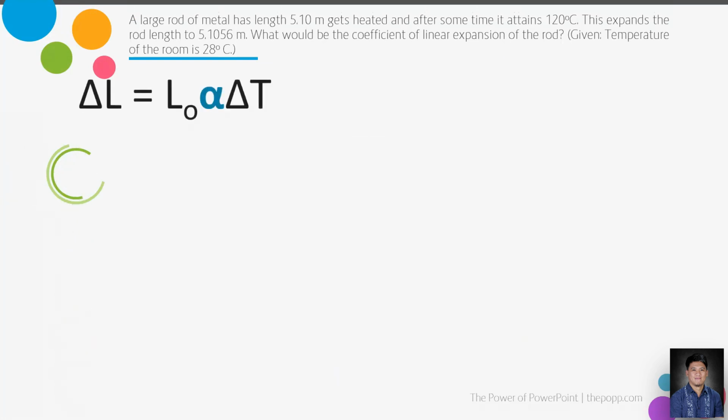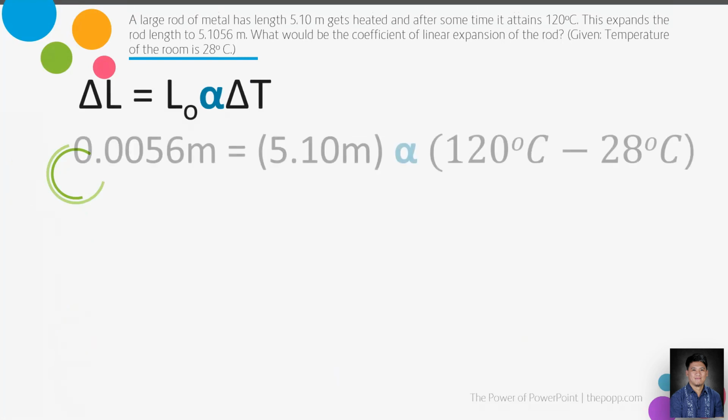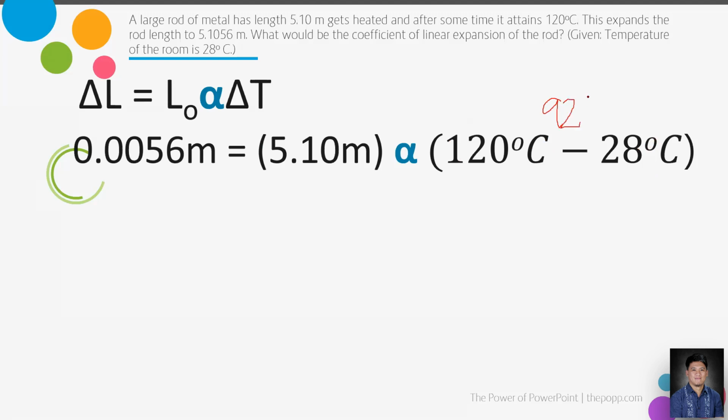So since ating change of length is equal to 0.0056 is equal to the initial, which is 5.10 times alpha times the change in temperature, which is 120 degrees Celsius minus 28 degrees Celsius. So 120 minus 28, that is equal to 92 degrees Celsius. So 92 degrees Celsius. Okay, next.